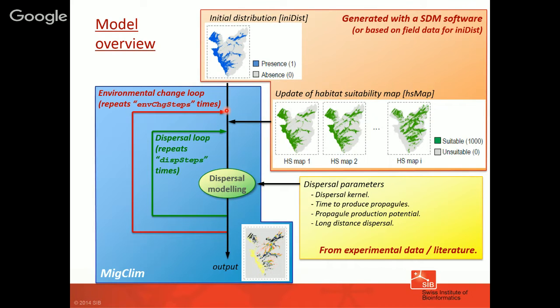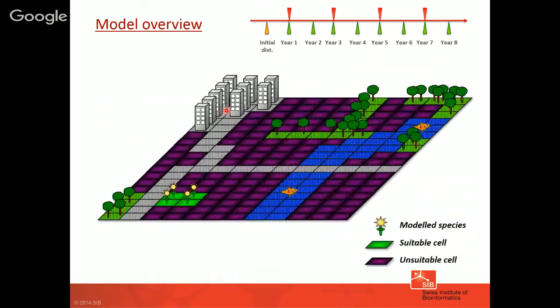To show you maybe in a more graphical way how this works, I made here a little animation. So here you can see a hypothetical landscape with a hypothetical modeled species that looks like a sunflower right here on the bottom left corner. And the green cells are a suitable habitat, and the purple cells are unsuitable habitat. So in the beginning, we assume that our species is present on these four cells.